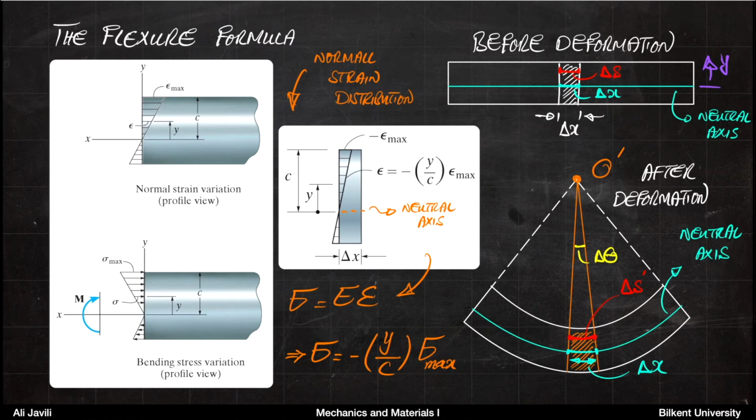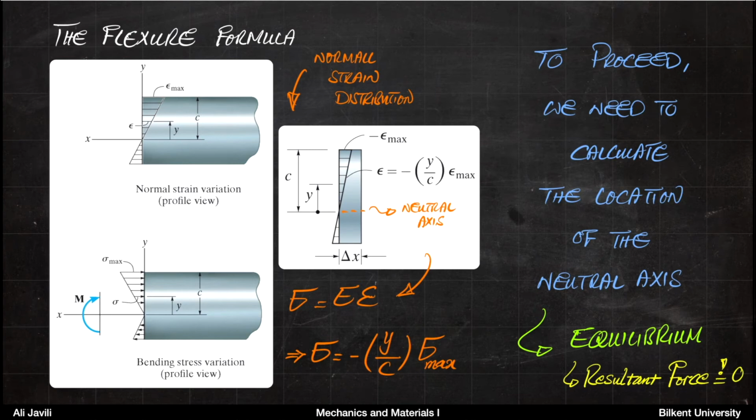Okay, so now that we know the strain distribution, we know the stress distribution, what we want to do is to calculate the location of the neutral axis. So everything that we did so far was based on the assumption that we know where the neutral axis is, and then we measure the distance from the neutral axis. But of course, the main question is, where is the neutral axis itself? So we need to calculate the location of the neutral axis, and in order to do that, we use our equilibrium equation. That's the only equation that actually we have here. And using the equilibrium equation, we will be able to calculate the location of the neutral axis.